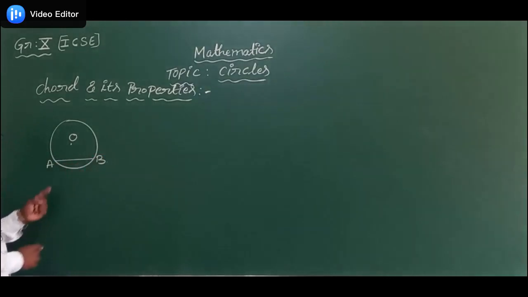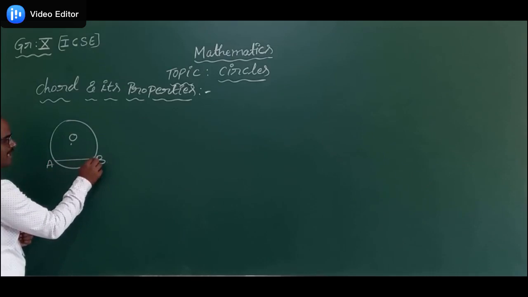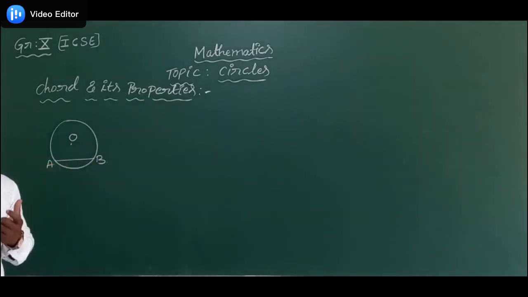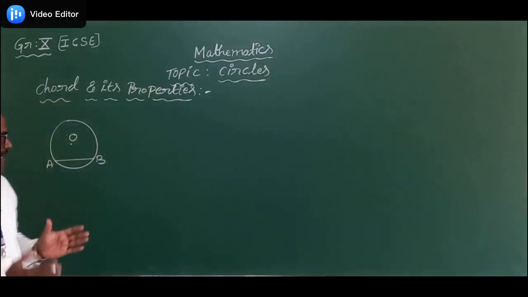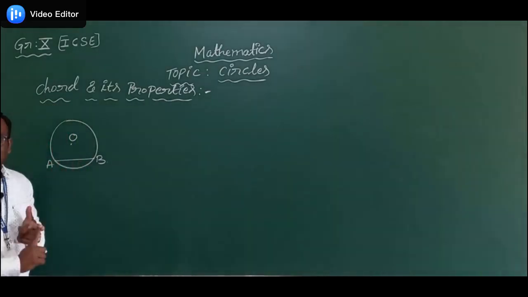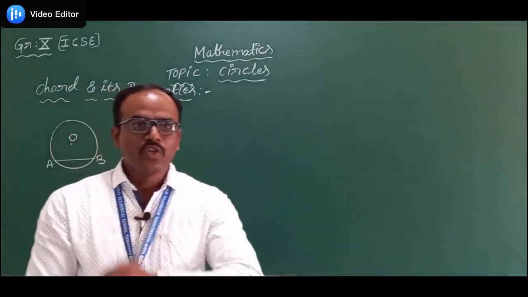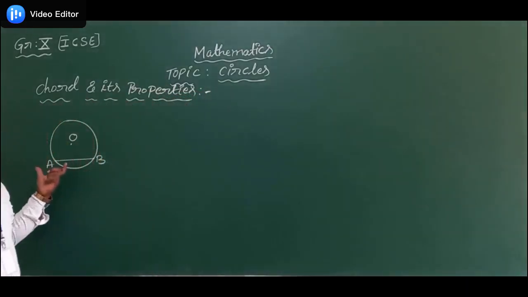board. Now, I am going to draw a line segment which joins 2 points on the circumference of the circle. One point is A, another point is B. Okay children, this line segment AB is called a chord. Why is it called a chord? Because the line segment AB is joining 2 points on the circumference of the circle. Therefore, the definition of the chord is: a line segment which joins any 2 points on the circumference of the circle is called a chord.